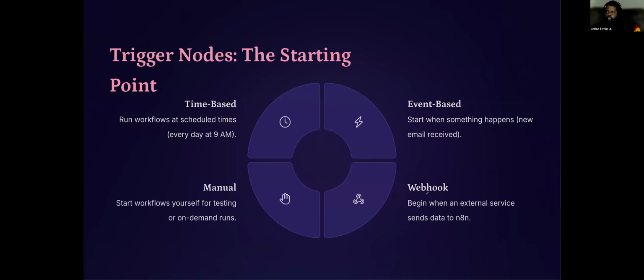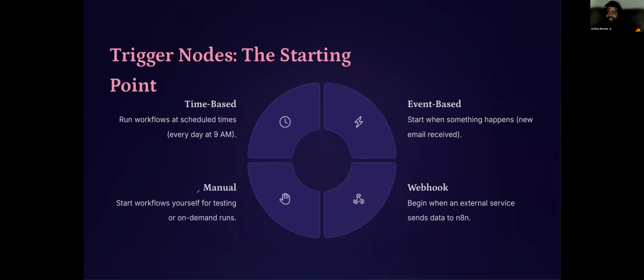Another one you can use is a webhook, and that begins when an external service sends data. For example, let's say Stripe. A lot of people use Stripe for their e-commerce stores, etc. Every time you get a payment in Stripe, you can have your automation trigger to go do something.